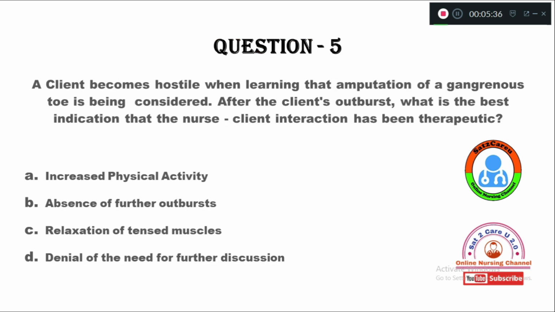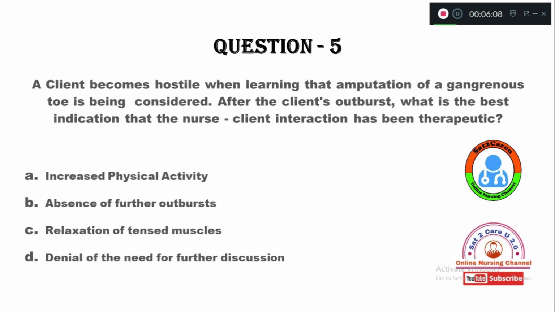Question number 5. A client becomes frustrated when learning that amputation of a gangrenous toe is being considered. After the client's outburst, what is the best indication that the nurse-client interaction has been therapeutic? Option A, increased physical activity. Option B, absence of further outburst. Option C, relaxation of tensed muscles. Option D, denial of the need for further discussion.